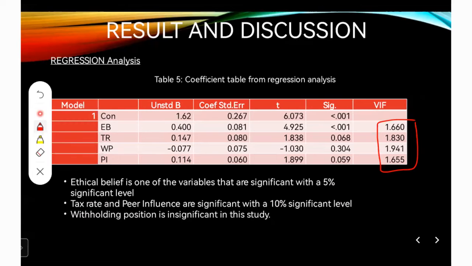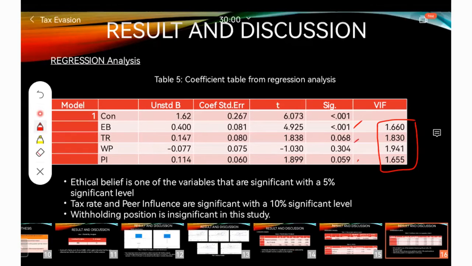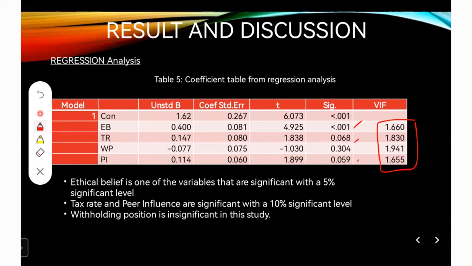Then we look into the significant value. Overall, ethical belief is the only one that has 5% significant value, whereas tax rate and peer influence have 10% significant rate. The only one that is not supporting is withholding position, where it has been rejected from the model.